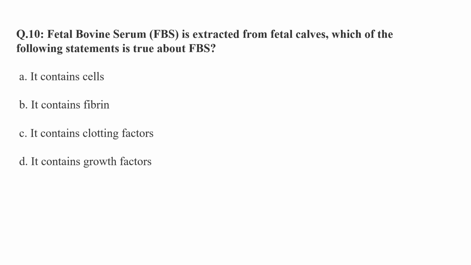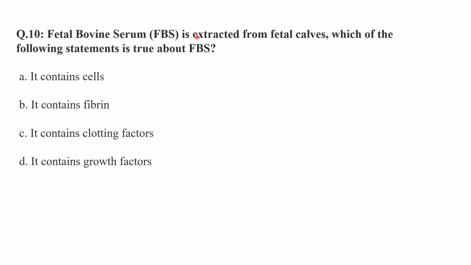Some of the non-defined components of the media are also added, for example, the fetal bovine serum. It is the serum derived from the blood of the bovine fetus, and this blood is collected from the slaughterhouses in a closed, sterile system, and then it is processed and used in the cell culture, and it is a non-defined media. Here you had answered what are the important things that this contains, and the answer is D. It contains the growth factors.